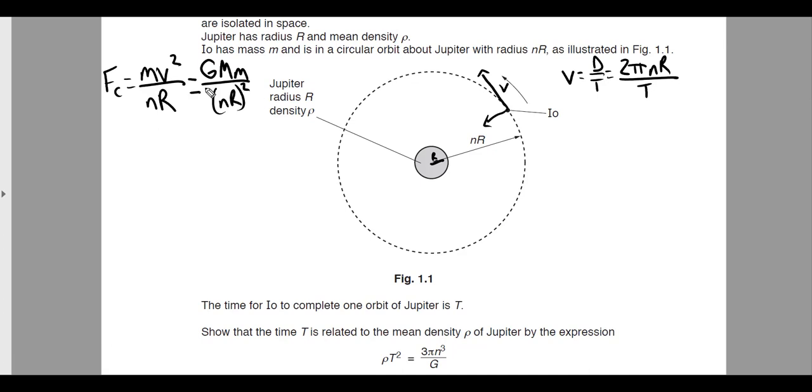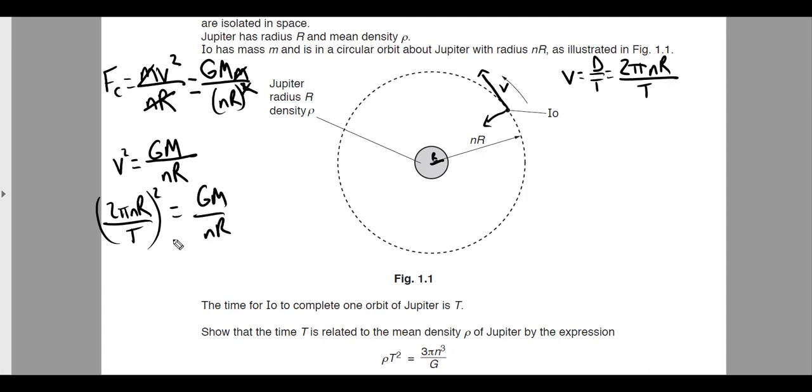If we rewrite this equation, canceling out what we can, we realize that the mass of Io cancels. This nr cancels like one of those nr's in the denominator, and so we're left with velocity squared equal to Newton's gravitational constant times the mass of Jupiter divided by nr. Here we can now substitute this in for velocity. So velocity, you may recall, is 2 pi nr over t. We're going to square all of that, set it equal to GM over nr. So this becomes 4 pi squared n squared r squared over t squared equal to GM over nr.